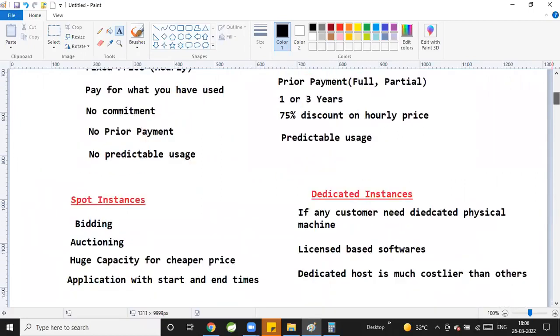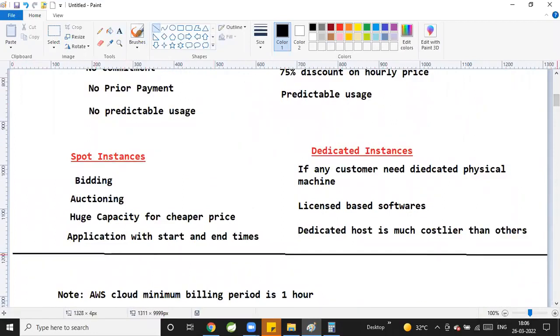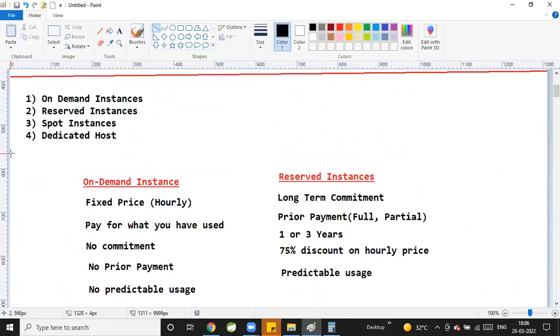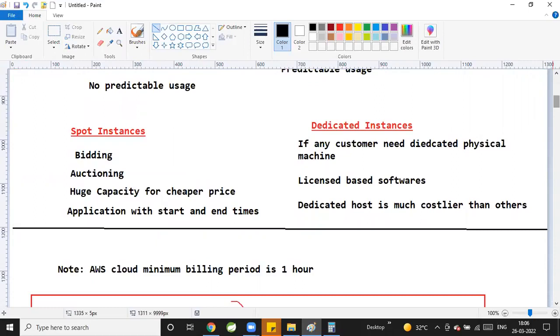Another type is spot instances. If there are any spare instances available with huge capacity for a lower price, then AWS is going to provide you those spot instances in a bidding manner. Whoever is paying more money, for them they are going to provide that instance. Can you reserve that spot instance? No. You have to participate in the bidding. That is called a spot instance. And what is a dedicated instance or dedicated host? If any customer is very particular and wants to use only that instance, then he can go for dedicated instances.